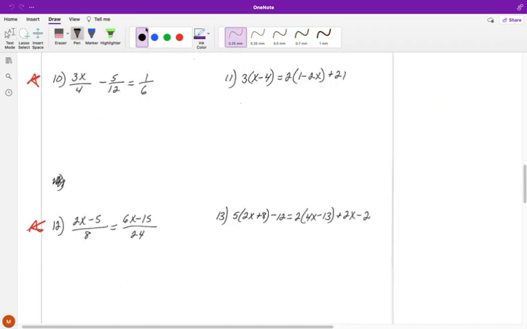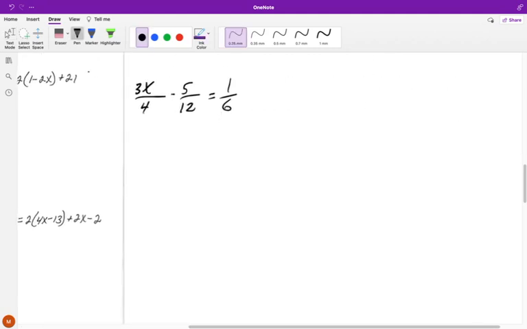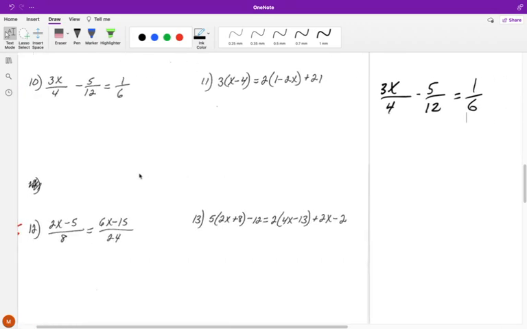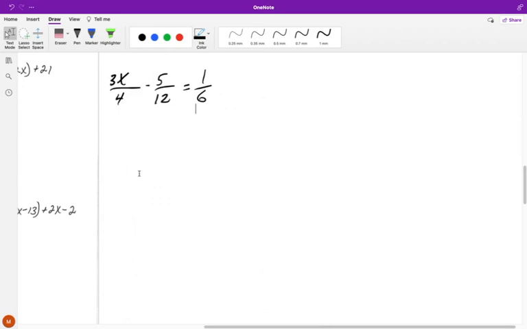All right, so for number 10, we have 3x over 4 minus 5 over 12 is equal to 1 over 6. So you don't have to get rid of your fractions like I'm going to show you now. You guys are all able to use a calculator, so you can just go ahead and add over the fraction and then set up a proportion and solve that way. But we learned that we can get rid of fractions by looking at our least common multiple.